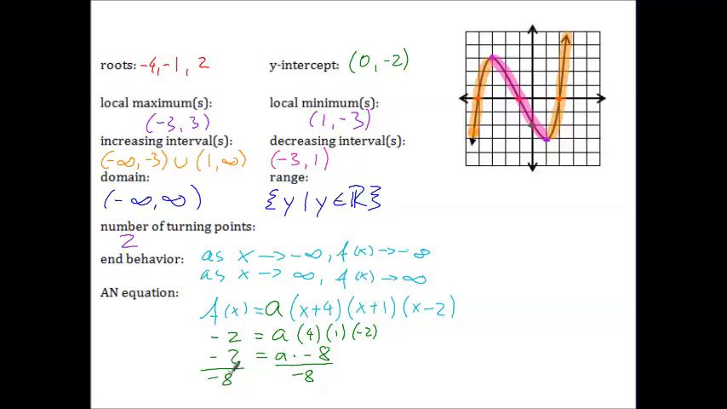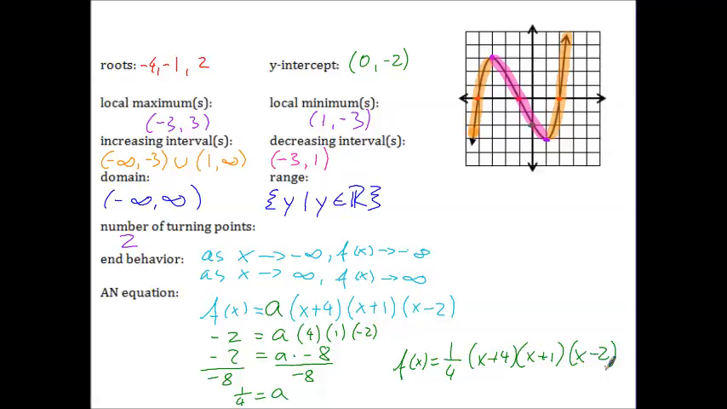Now we're just going to divide both sides of the equation by negative 8, and we are going to get 1/4 is equal to a, and that will now allow us to write down our final equation. f(x) is equal to 1/4 (x + 4)(x + 1)(x - 2).